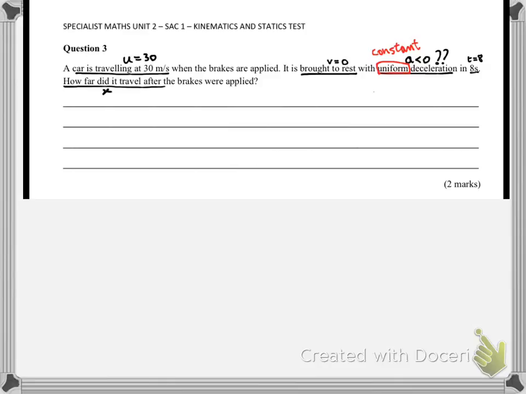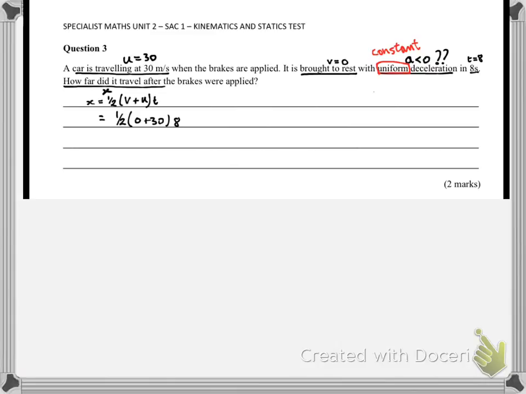Okay. Another important thing is that the object was brought to rest. Okay, the car was decelerated by applying the brakes and it was brought to rest. So that word rest there means that the final velocity is going to be 0.